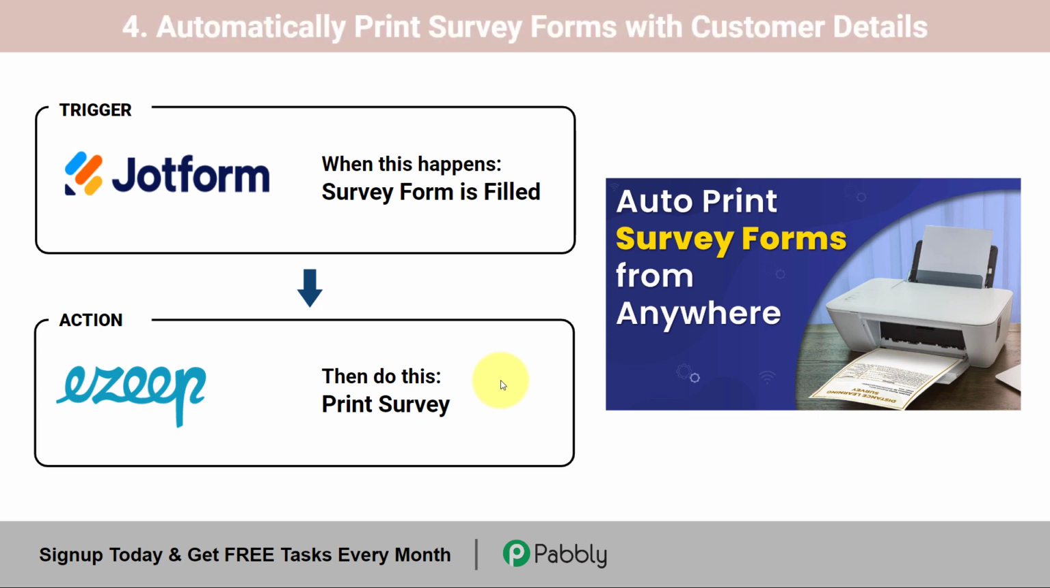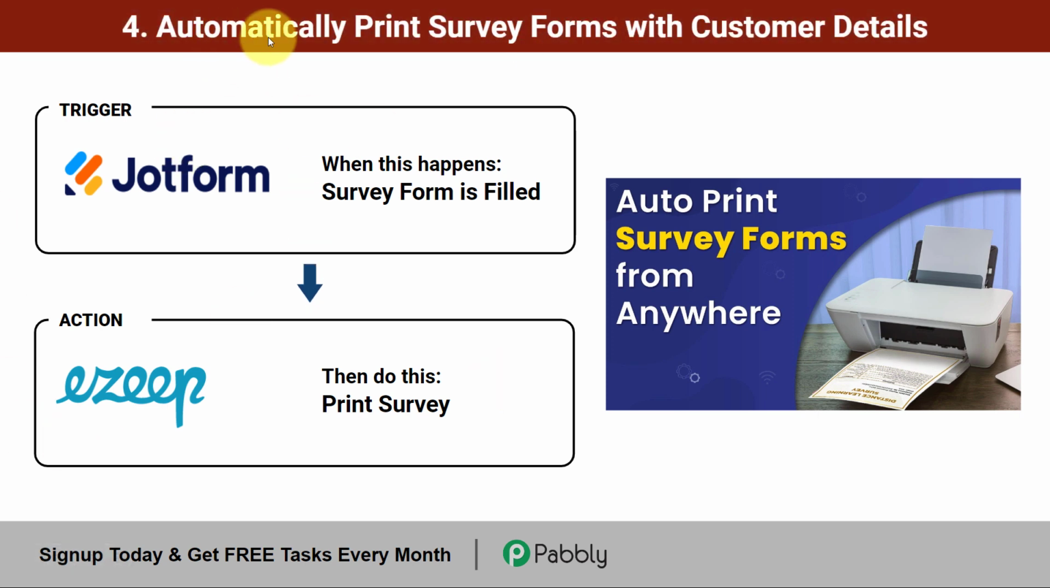Moving further, we have another automation in our list: how to automatically print your survey forms with customer details. You have already learned how you can send your survey form in bulk automatically on WhatsApp, and if they submit your form, how you can automatically send text messages or WhatsApp messages. Now the fourth automation is all about the responses they fill out in the form, and how you can print those responses, or print the survey details, automatically.